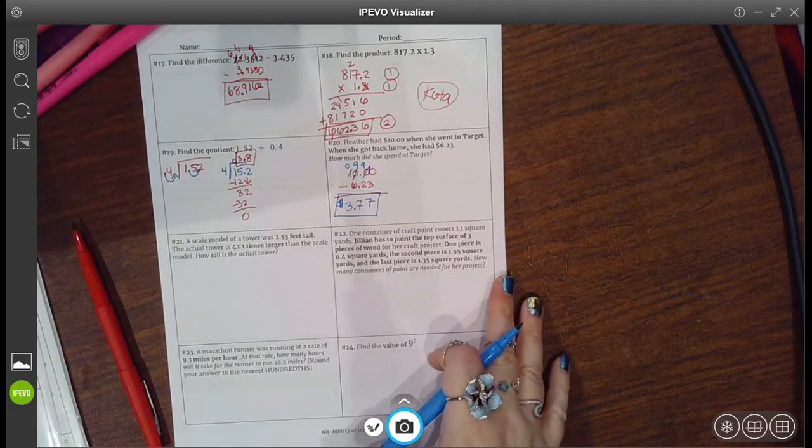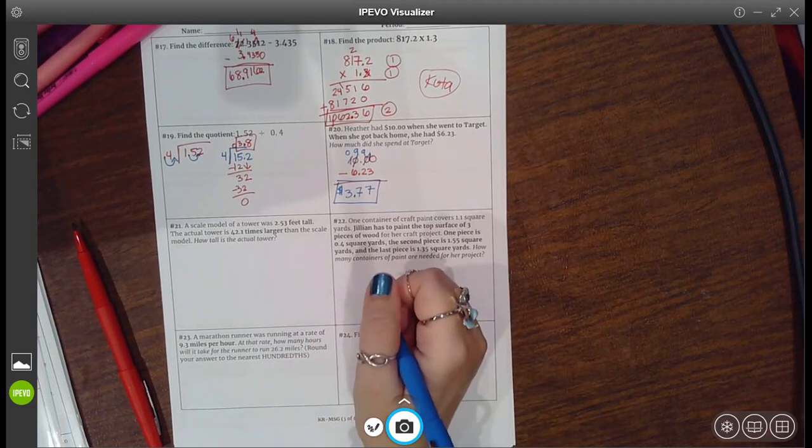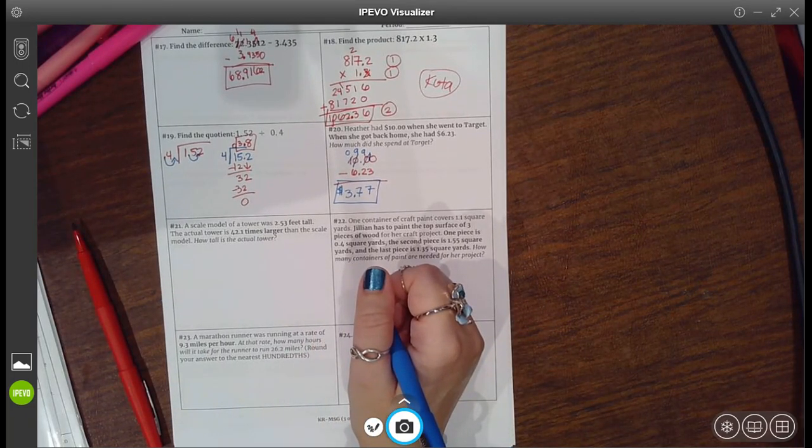Okay, again, please be trying these problems first. So pause, try them, then unpause it and check it. It says a scale model of a tower was 2.53 feet tall. The actual tower is 42.1 times larger than the scale model. How tall is the actual tower?